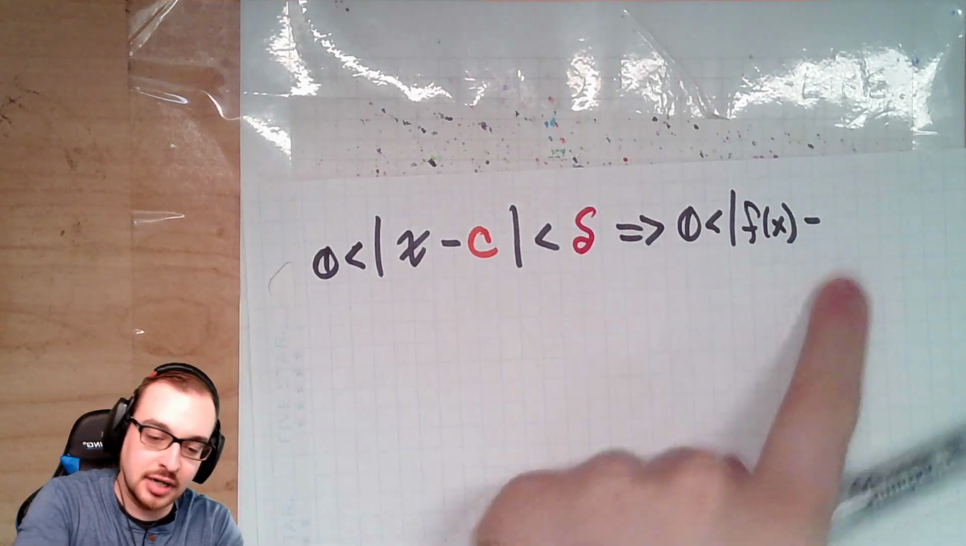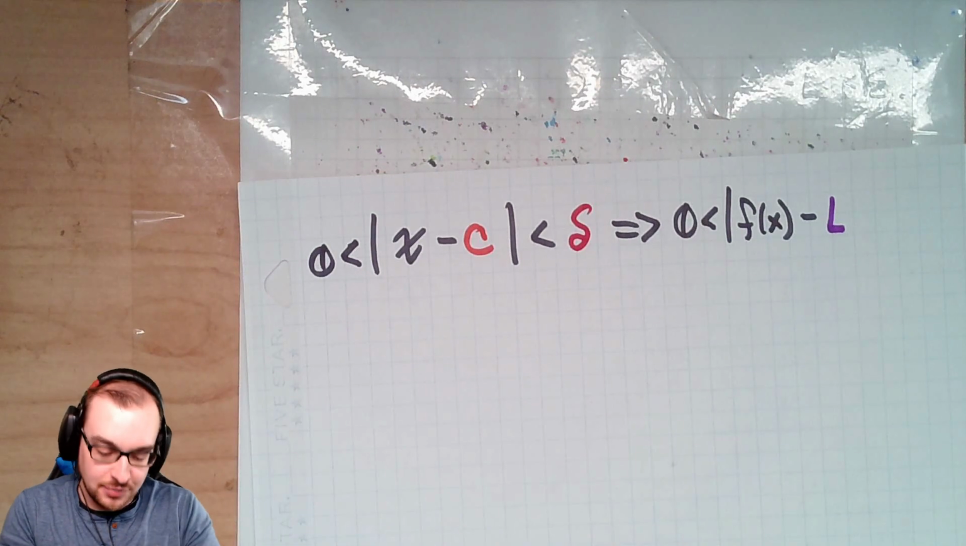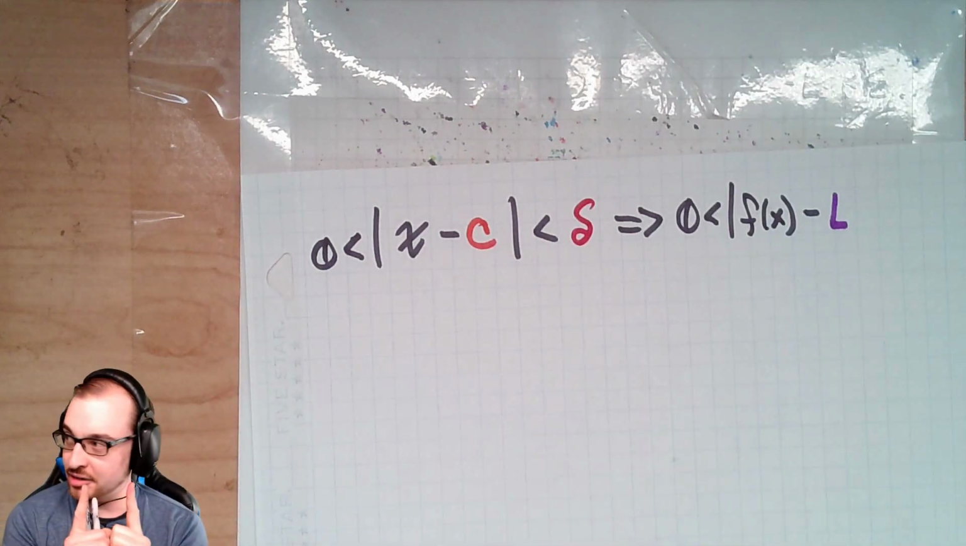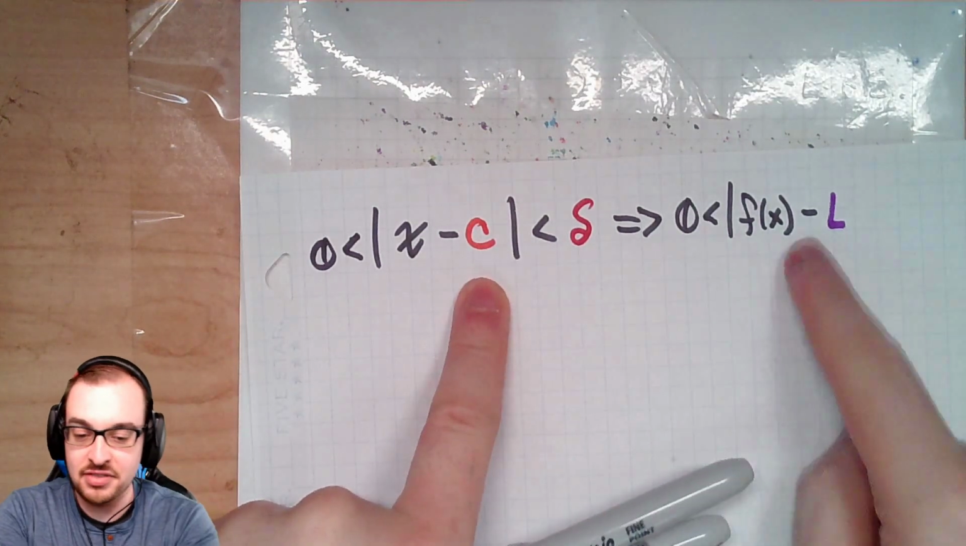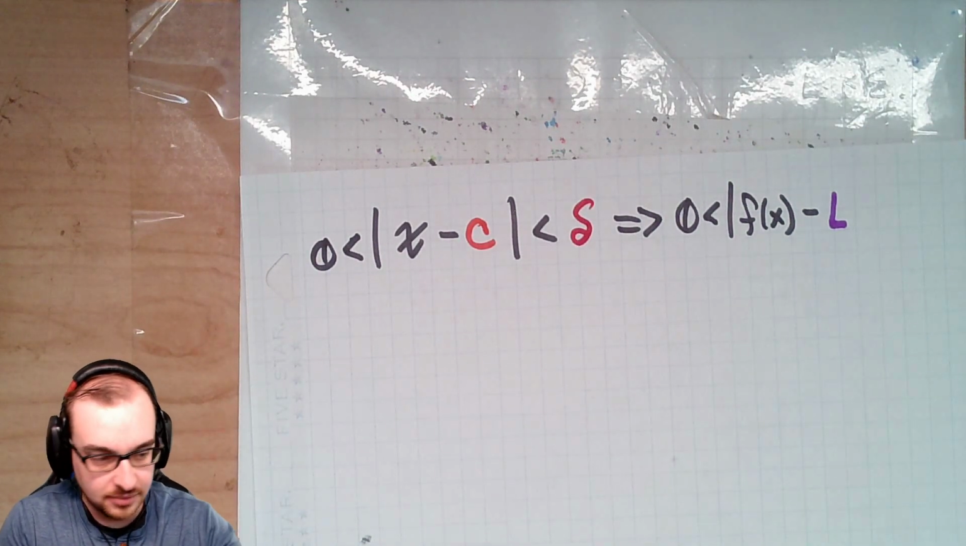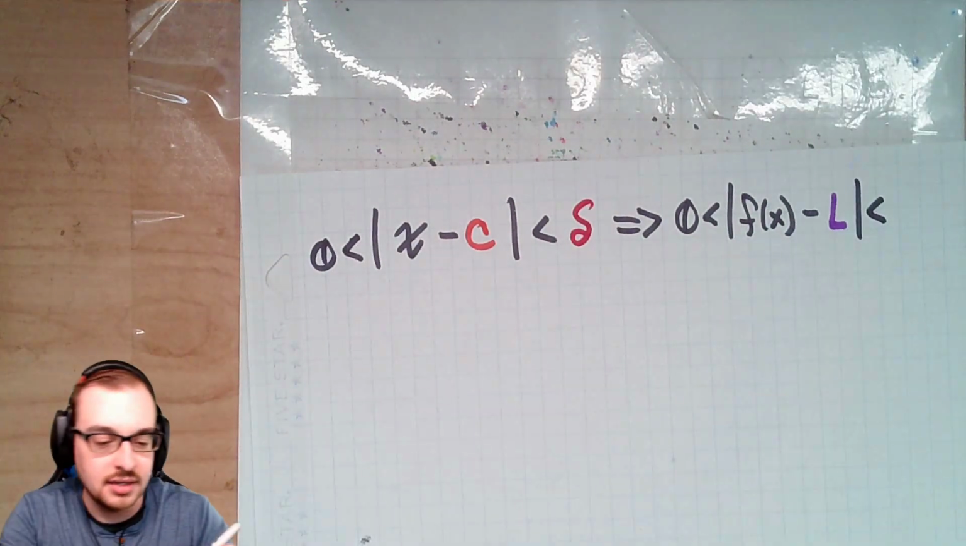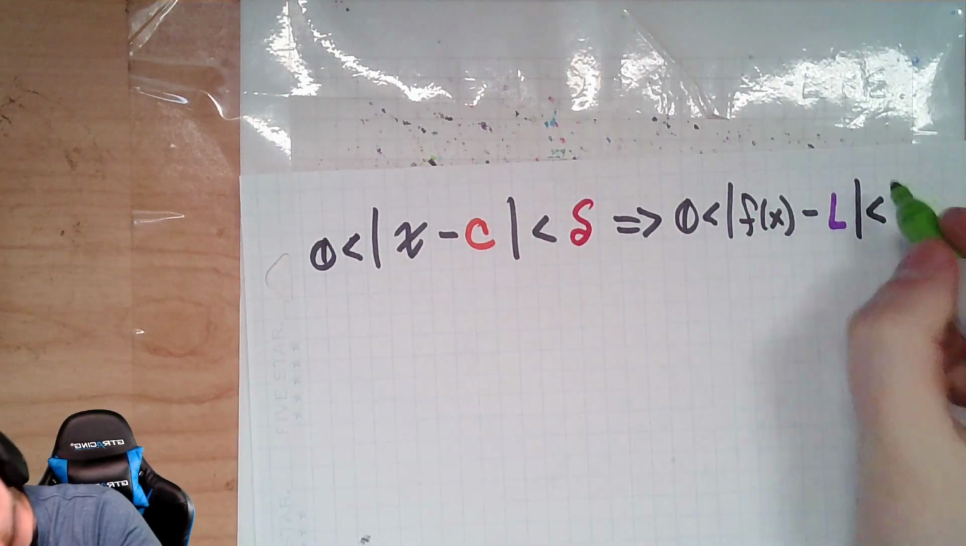Centered at C in the x direction and centered at L in the f of x direction. And if this is true, if we can shrink down infinitely here centered on this point, and this will also shrink down infinitely centered on L, then what we know is that L must be our limit. It's where our function converges.